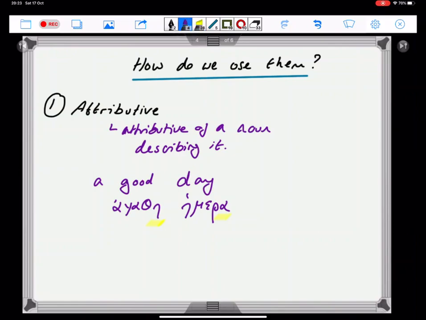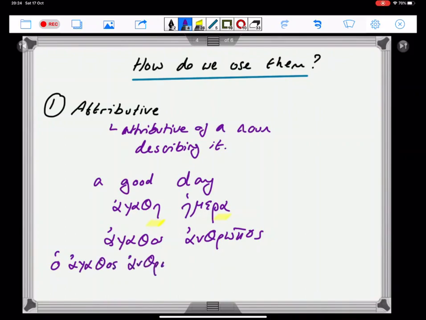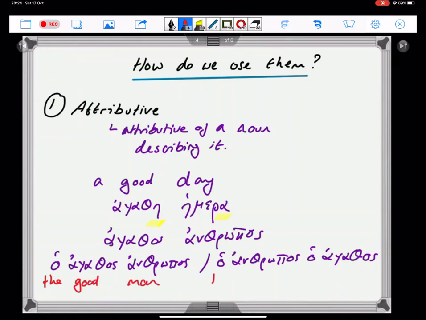Taking a masculine example, the relationship will be even easier. A good man, agathos anthropos. That's the most basic thing you can be thinking about. It is worth looking at word order, and that's given to you on page 58 as an item in Duff. You're going to say in Greek either ho agathos anthropos, or ho anthropos ho agathos. You've either got the good man, or you've got the man that is the good one.